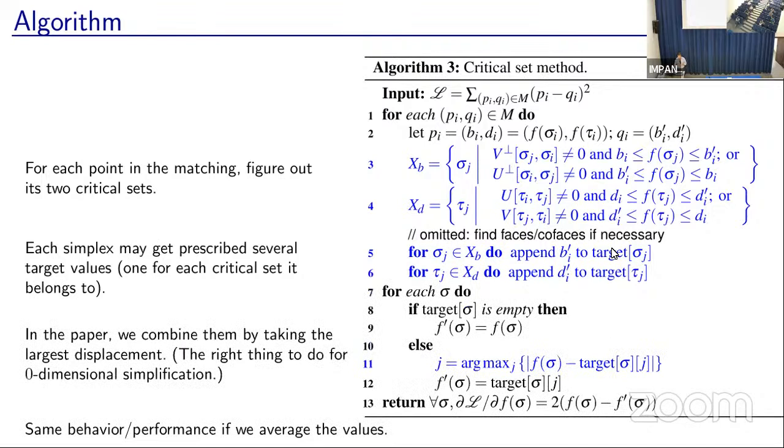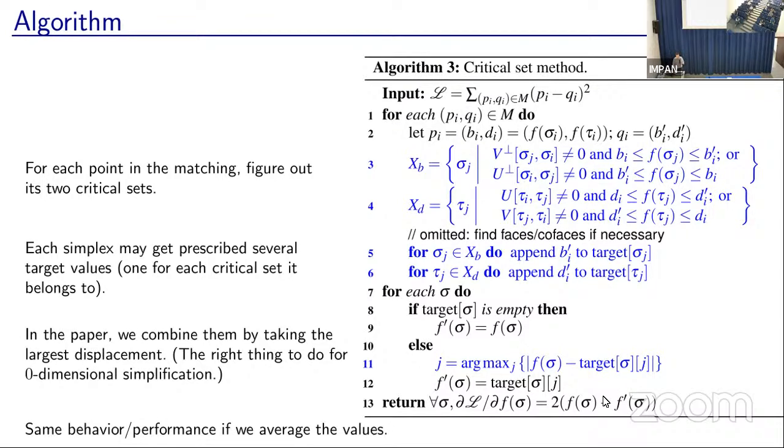And then the heuristic that we use is just take whoever wants to move it the furthest wins. So you take the maximum displacement. This is motivated by zero dimensional simplification, where it's exactly the right thing to do. But we also tried the averaging, and nothing really changed in any meaningful way. And then this gives you the loss, so for every simplex, you suddenly get a bunch of information on where it needs to go.